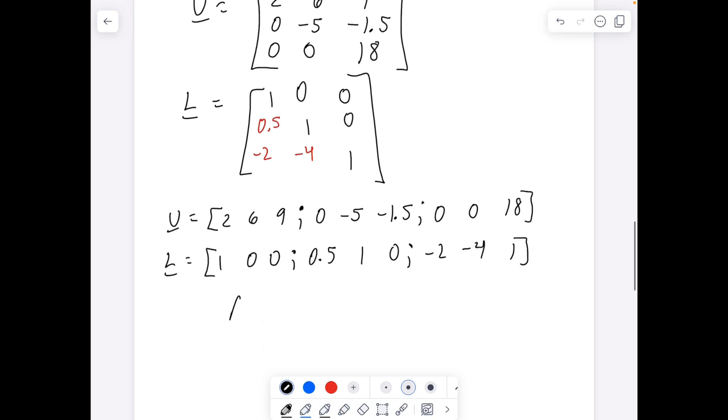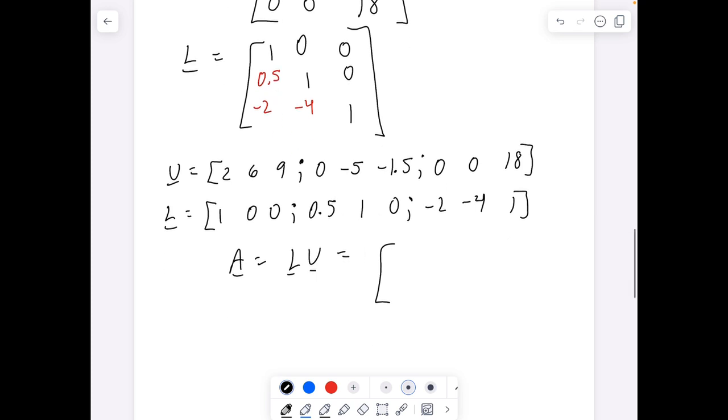And I want to see if we multiply L and U together, do we get the same thing? So U is 2, 6, 9, 0, -5, -1.5, 0, 0, 18. And L is equal to 1, 0, 0, 0.5, 1, 0, -2, -4, 1. And I'll do L times U. And the question is, do we get back our matrix? Looking at my MATLAB, this multiplication ends up being 2, 6, 9, 1, -2, 3, -4, 8, 6.